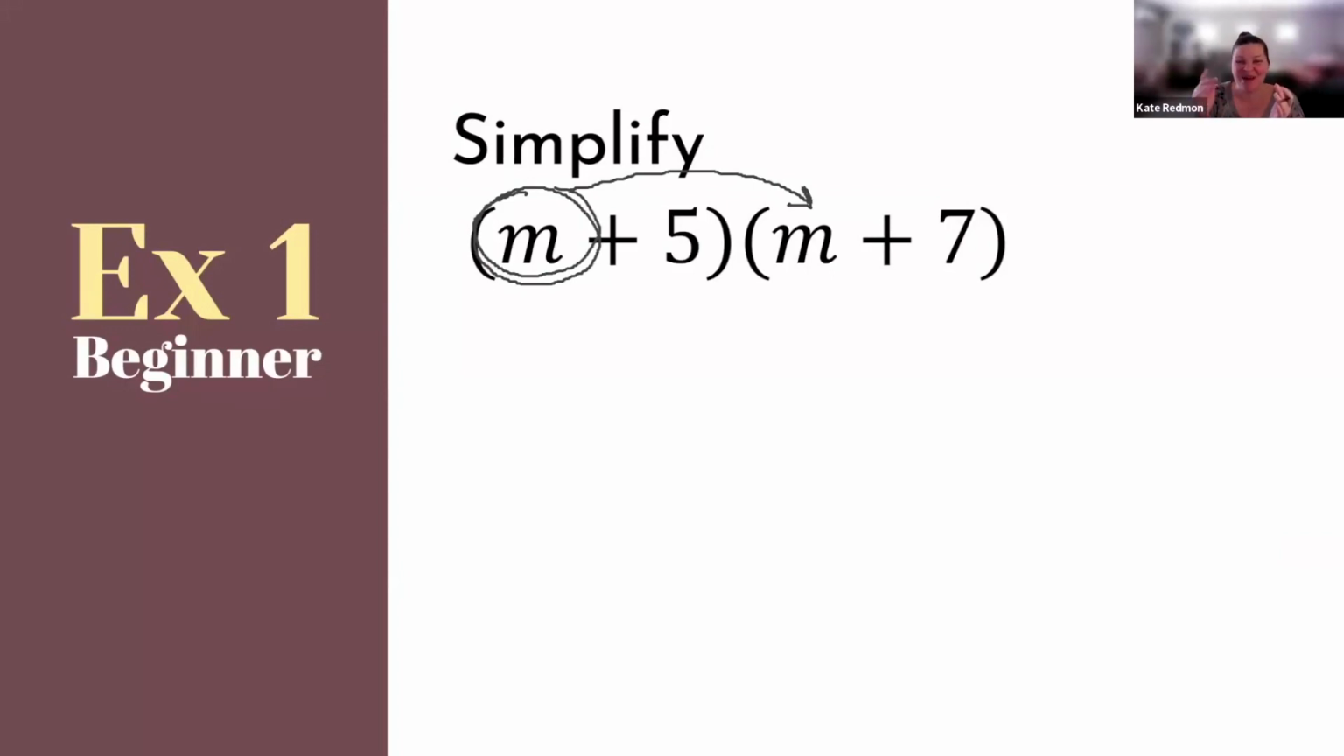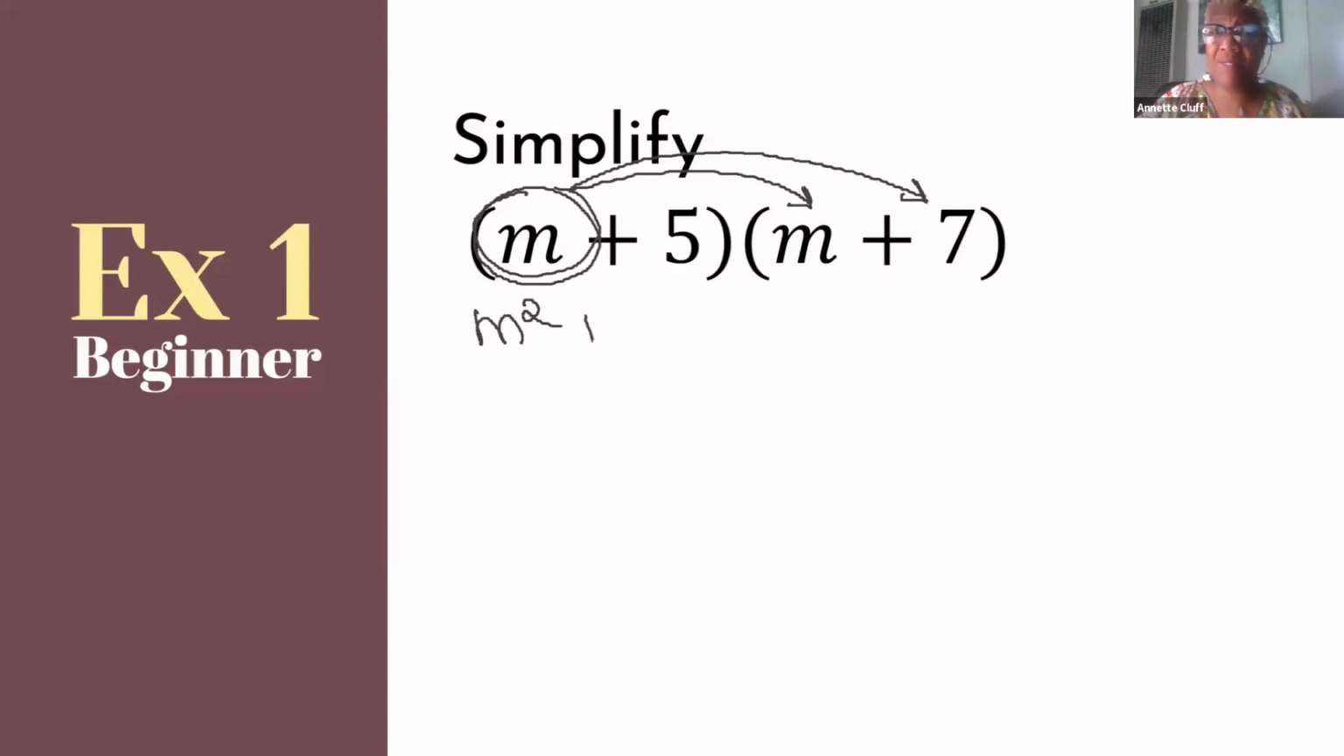M times M is what? M squared? Beautiful. 2 factors of M multiplying. We see exponents when we're multiplying. That's when we see the M's start getting those exponents on them. Now we're going to do M times positive 7. 7M? Exactly. It's just positive 7m. Now we're done passing out the m.